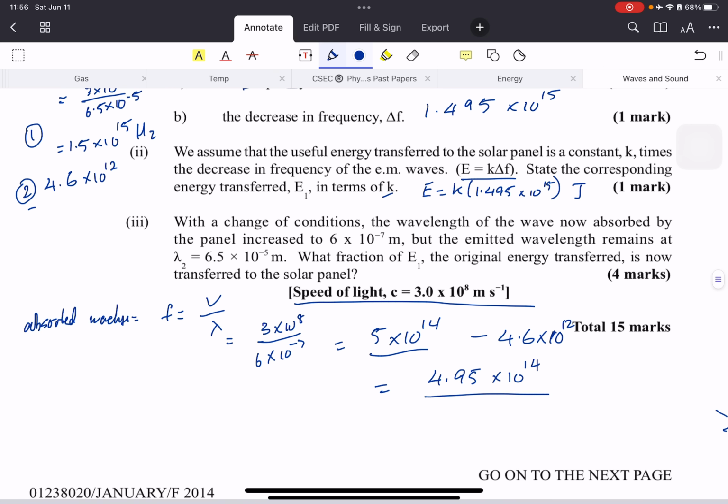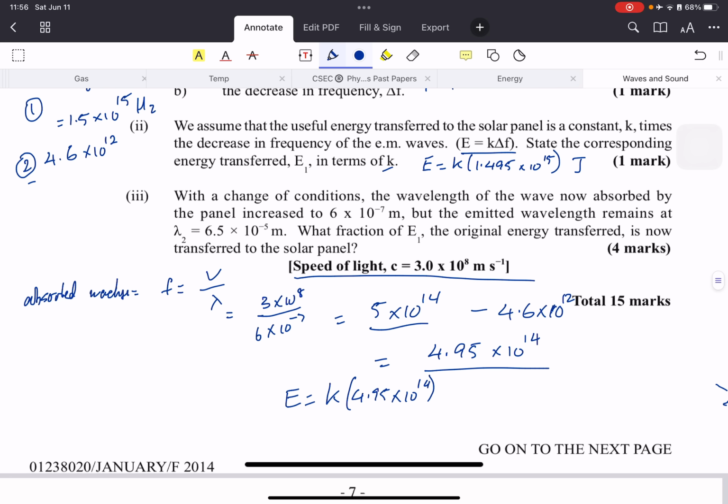So now I put this back into the energy formula, which is K multiplied by 4.95 by 10 to the 14, right? So now they want to know the fraction of E1, right? So they kind of want to know the ratio, right? So the fraction is going to be E2 over E1. I'm labeling this E2, right? This is E1. So it's going to be K 4.95 by 10 to the 14 over the K by 1.495 by 10 to the 15.